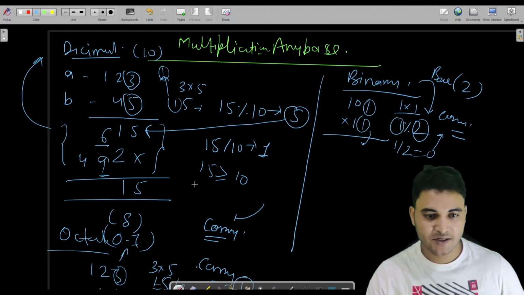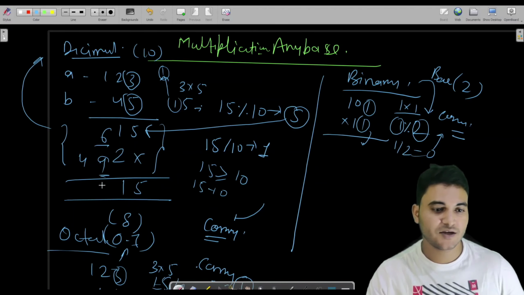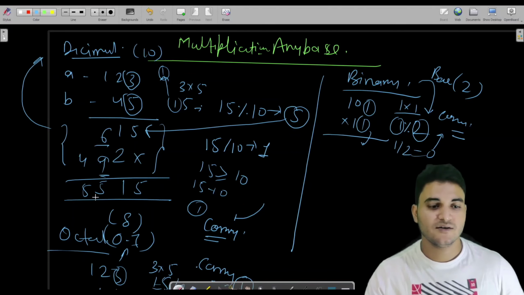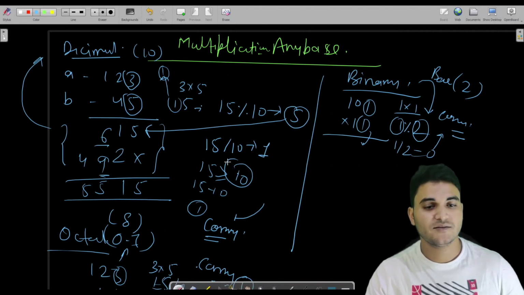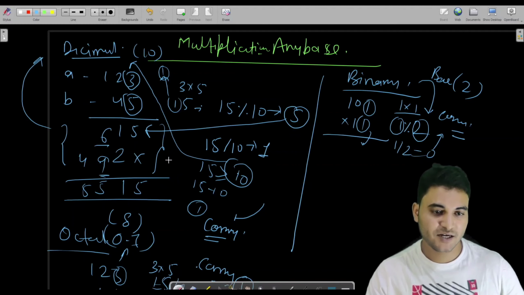Then we used to subtract 10 from 15 so that we can write 5 easily here, and 1 would be the carry. So 4 plus 1 is 5, and this would be our result. What I want to explain here is that we used to check with 10. Why 10? Because we were adding two decimal numbers. Here we are adding, that's why I mentioned that we are adding two decimal numbers.